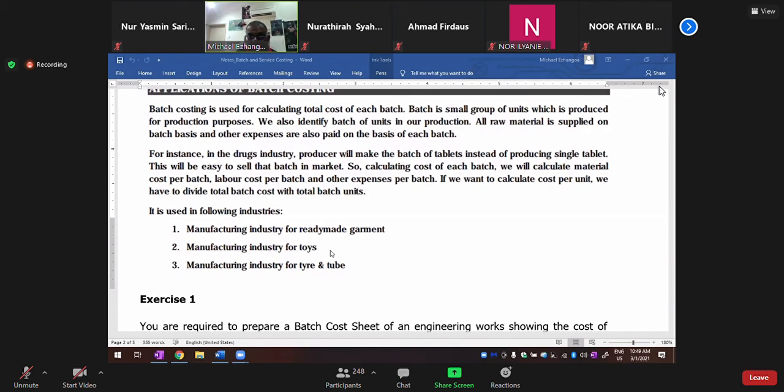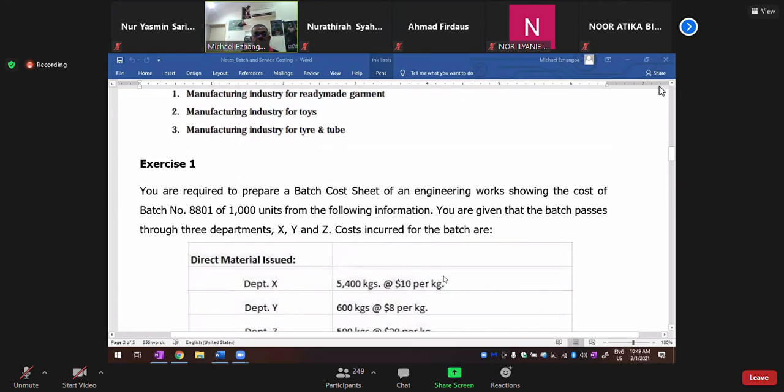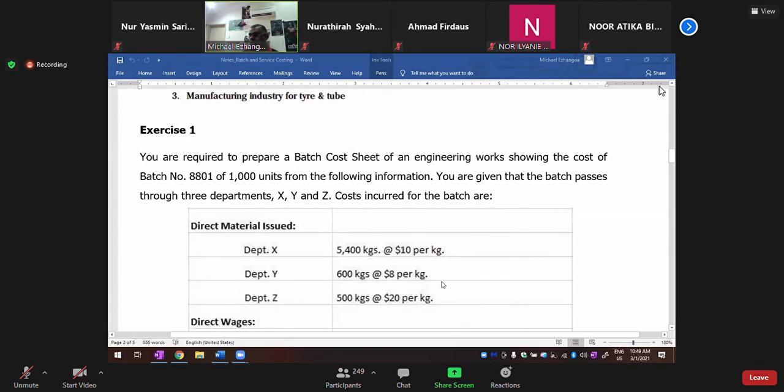Ready-made garment, batch costing. Manufacturing industry for toys, that is also, I believe, batch costing. You go batch by batch. Next, we have manufacturing industry for tires and tubes and stuff like that, probably also batches. Now I'm going to take you through an example. Take a look at that. It says exercise 1.